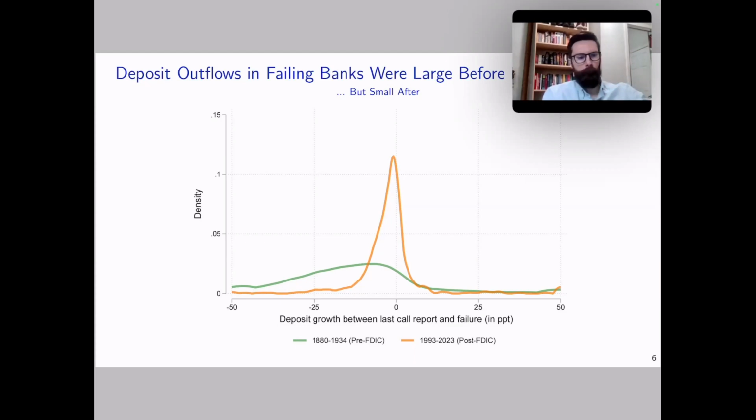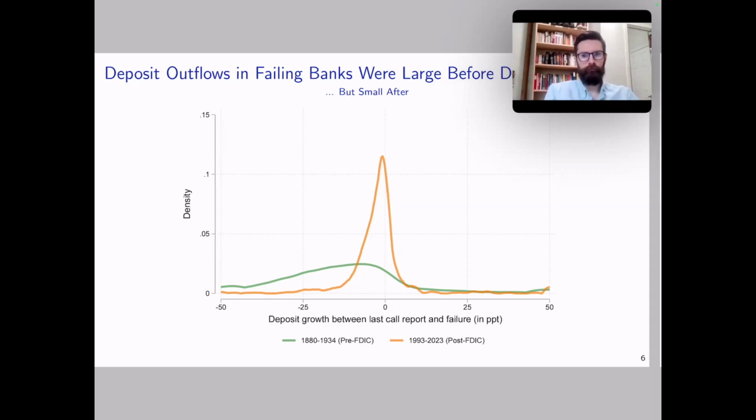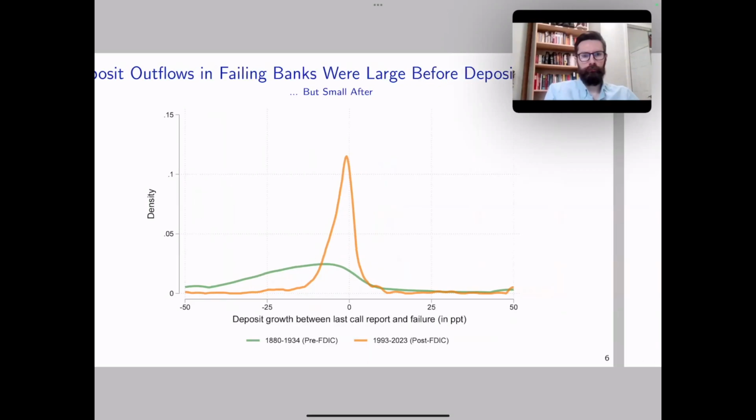So what I'm trying to say is deposit outflows happened before bank failures in the historical banking system, but they don't happen anymore, okay? That doesn't yet tell us anything about whether the deposit outflows are causing failure. So I'll come to that in a moment. What it does certainly tell us is they may be important in determining the timing of failure.